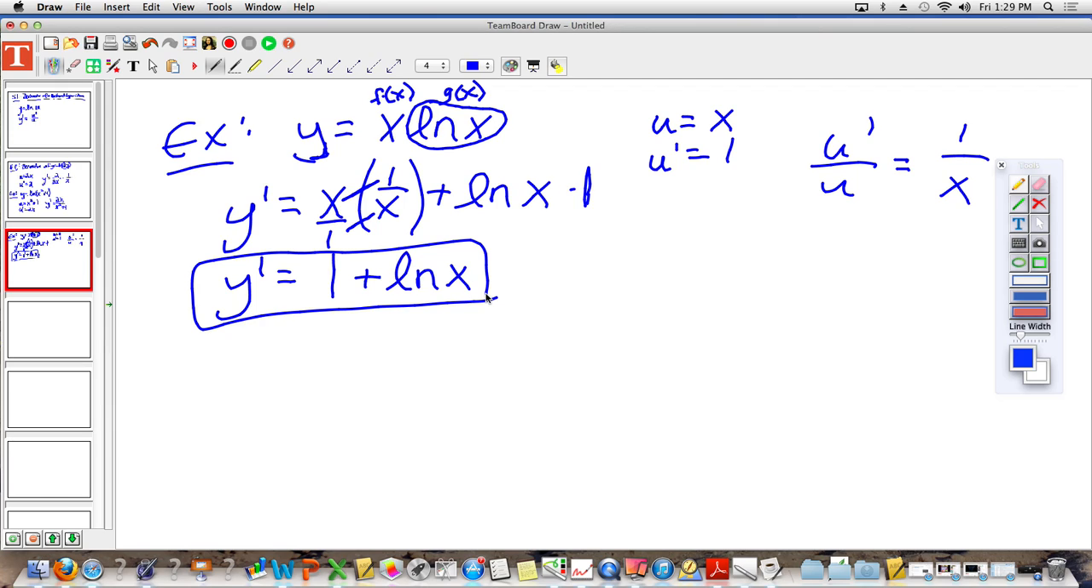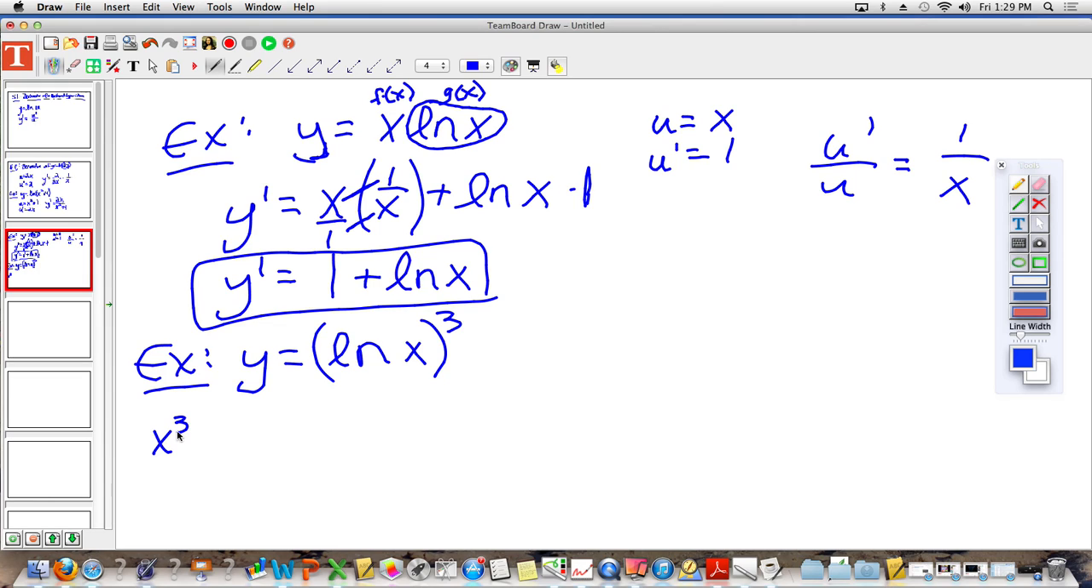Okay, another example. y equals the ln of x to the power of 3. Now, what if it was just x cubed? Not ln of x cubed, just x cubed. What's the derivative? 3x squared. But because it's not just an x, it's an ln of x, what are you thinking right now? What does your mind immediately go to?